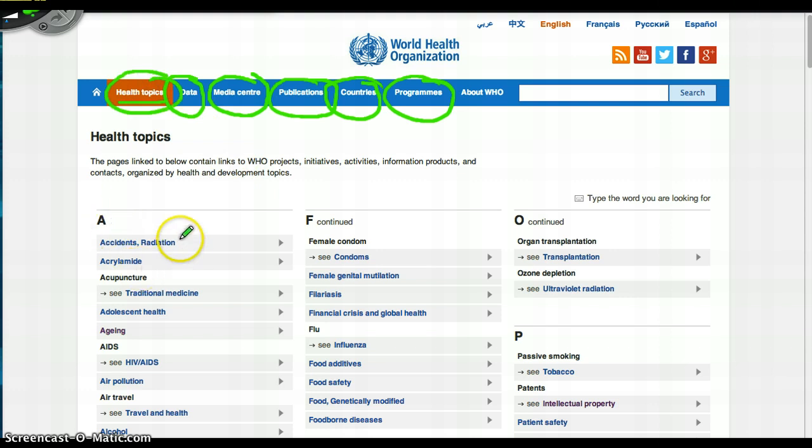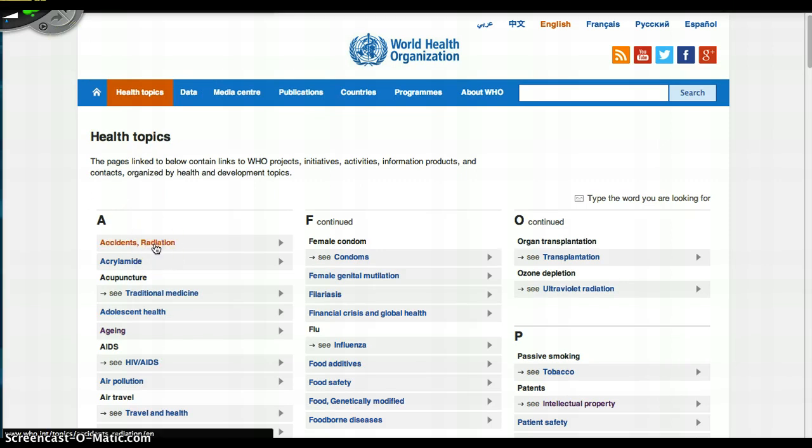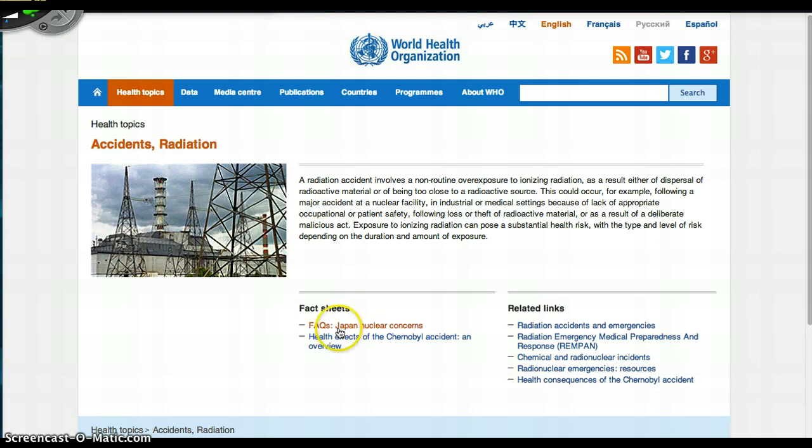Then we can look through and we can look at accidents and radiation. We can look at HIV and AIDS, adolescent health issues, all stuff that once we were to click on links, if we go to radiation here, once we get in here, there's a fact sheet about Japan and nuclear concerns, health effects of Chernobyl. You get the idea. It's all about the topic.